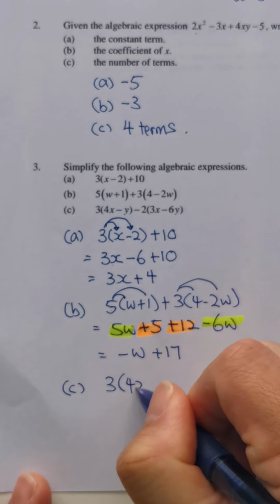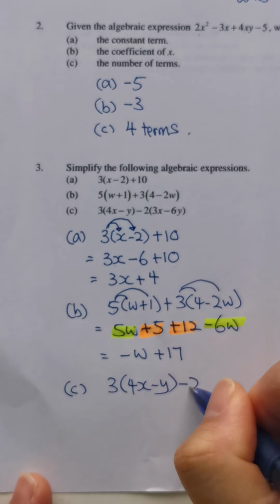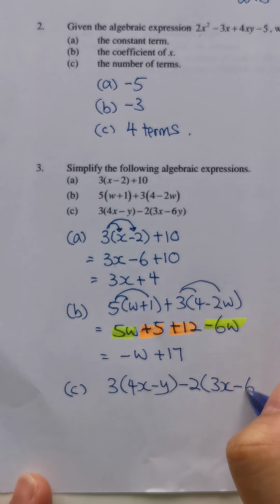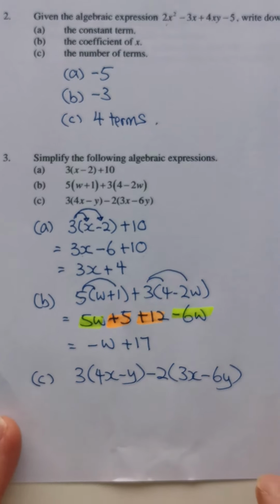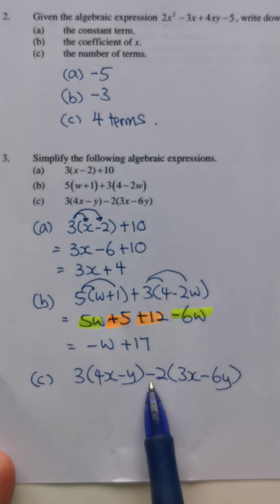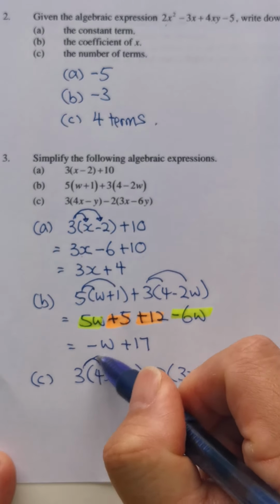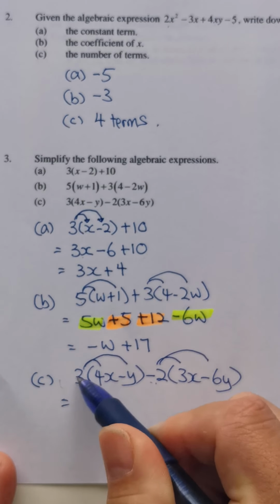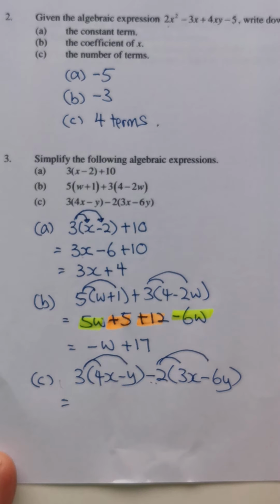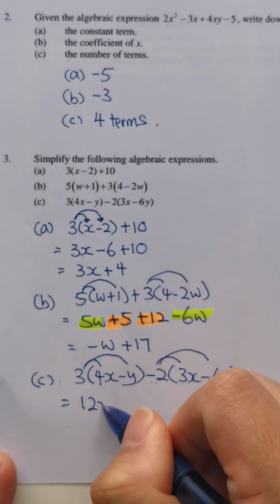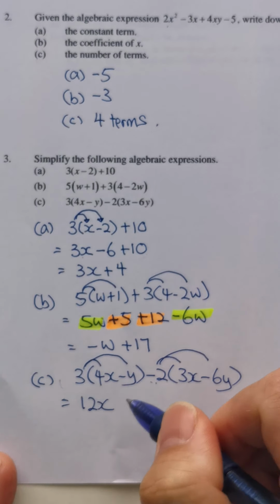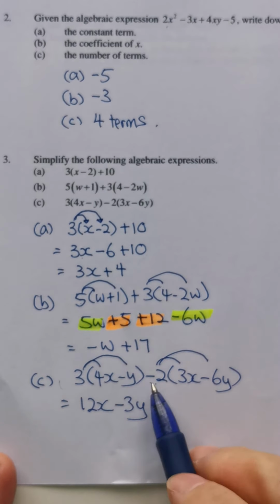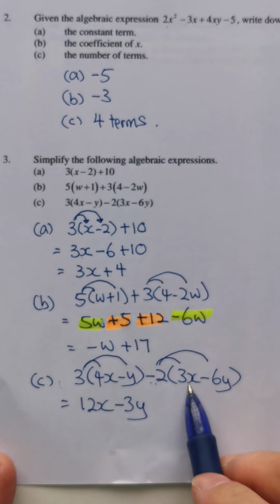3 bracket 4x minus y, minus 2 bracket 3x minus 6y. I have mentioned this many times in class: when you have a minus sign, we have to be very careful. Applying the distributive law, 3 is a positive sign, so it's okay, you can simply expand out. 3 times 4x gives me 12x. 3 times -y, we have -3y. Take note, we have a negative sign here, so the sign inside must change.